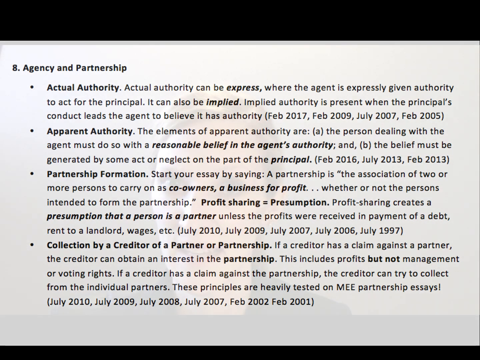This is heavily tested, and surprisingly, some commercial courses do not cover it at all. So if you find that your commercial course does not cover these creditor rights issues very well, then look at these past essay questions or buy our MEE one-sheets book so that you can be well versed in this highly tested topic.